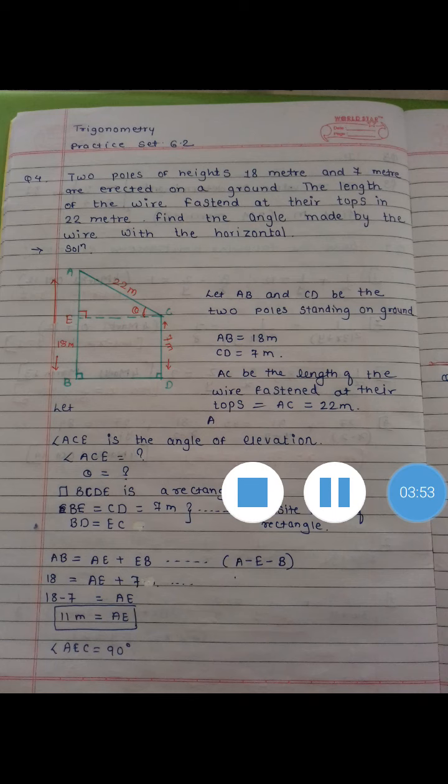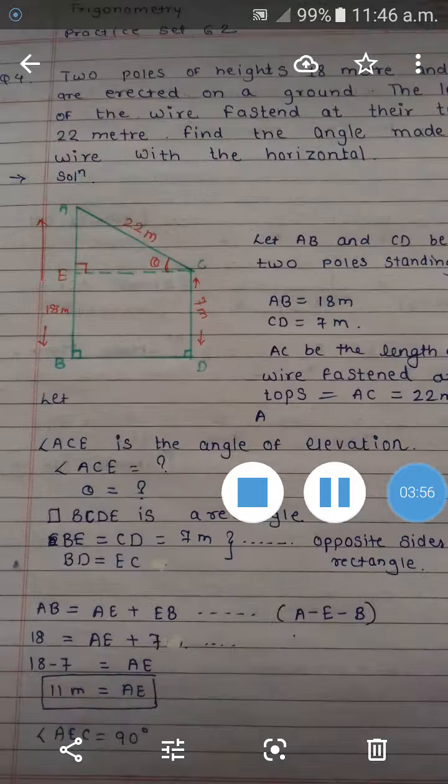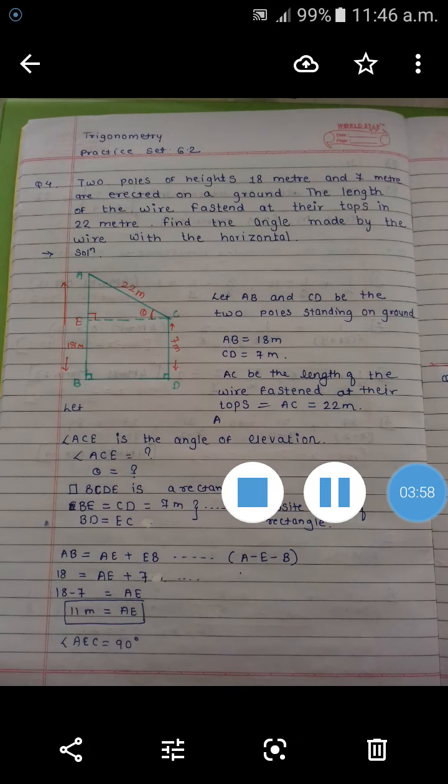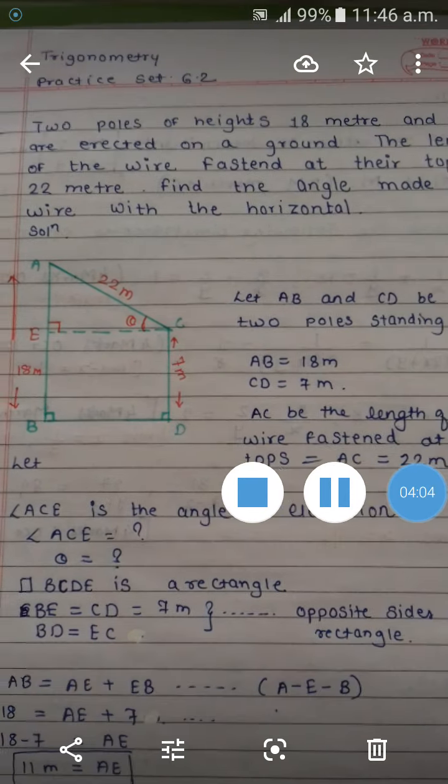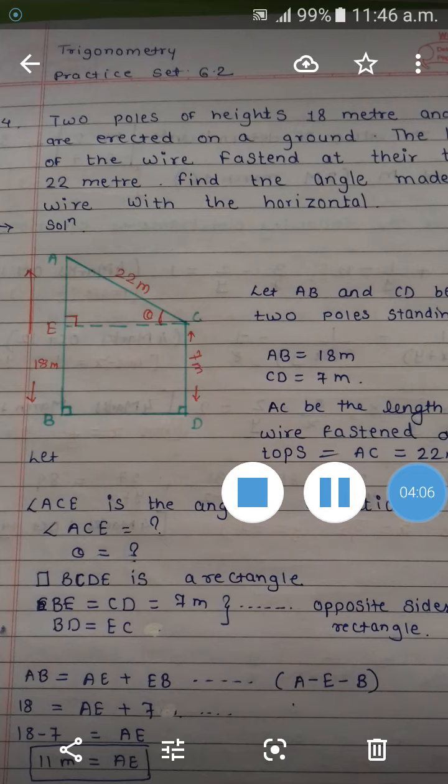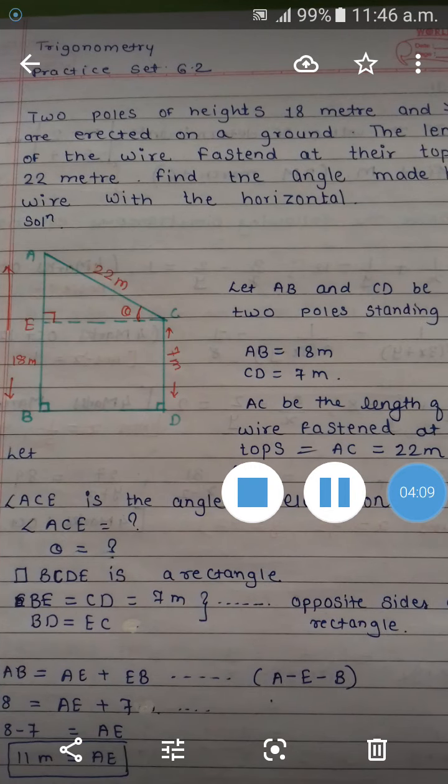So now if two poles or two buildings are standing in front of each other, they always make a right angle triangle. Here I say that BCDE is a rectangle. If you observe, you will understand BCDE is a rectangle.